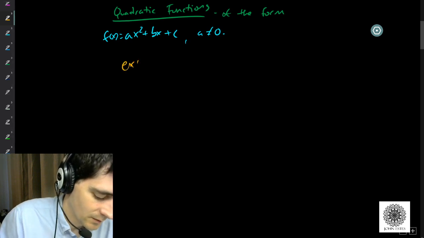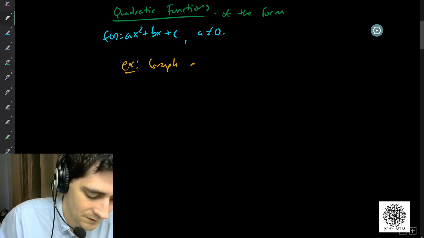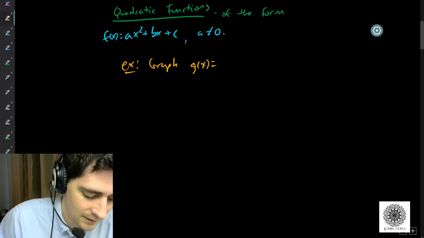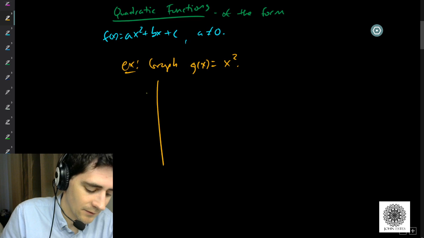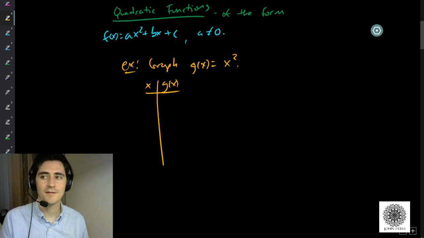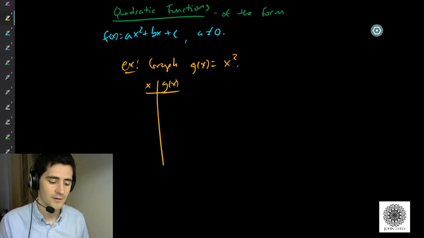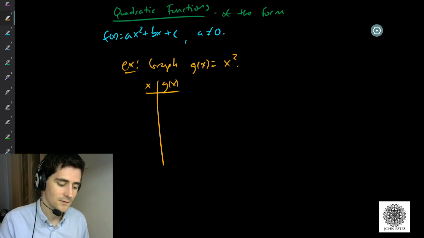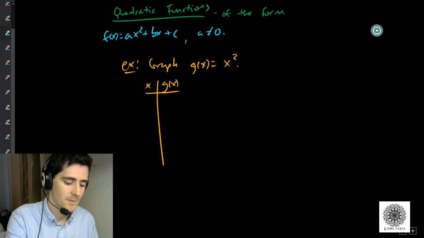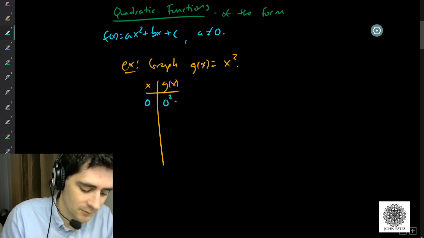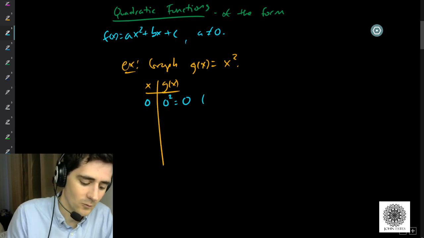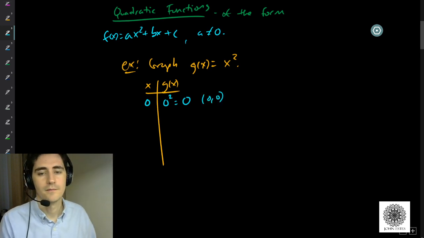So for example, let's graph, we'll say g of x equals, let's just do x squared, okay? And actually, before we graph it, why don't we try to figure out through a table kind of what these points look like. So again, I'm plugging in x, my output is whatever I get when I plug x into g. So for example, if we pick 0 for x, then my output is 0 squared, which is 0. So that gives me 1 point on the graph, 0, 0. I hope that makes sense.